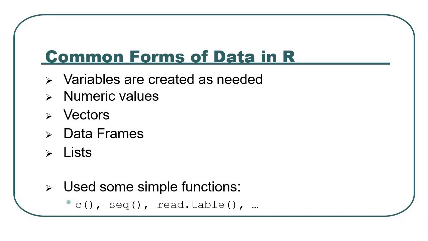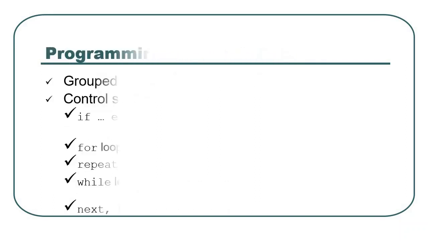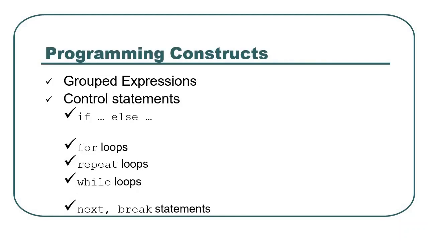Now let us consider common forms of data in R. Variables are created as needed: numeric values, vectors, data frames, lists and so on. And next we can consider the programming constructs: grouped expressions, control statements, if, else, for loops, repeat loops, while loops, and next and break statements.